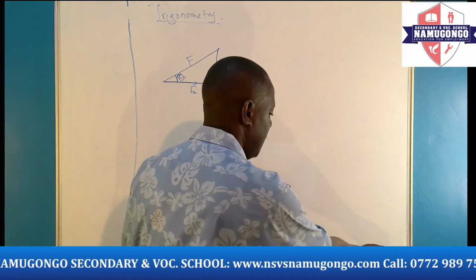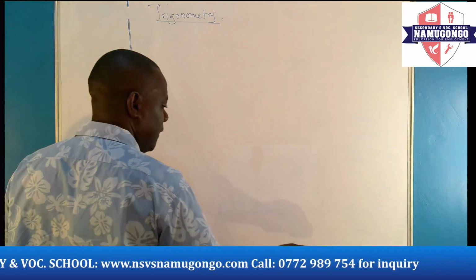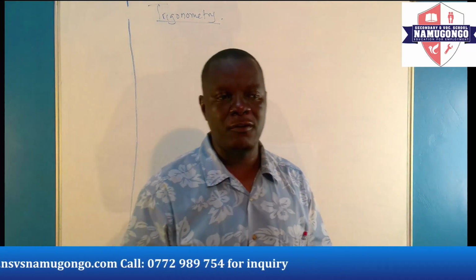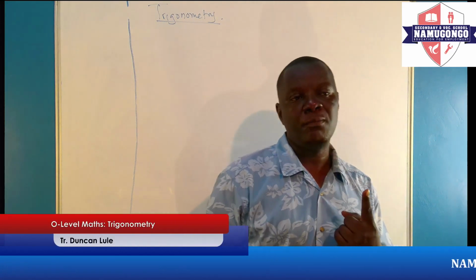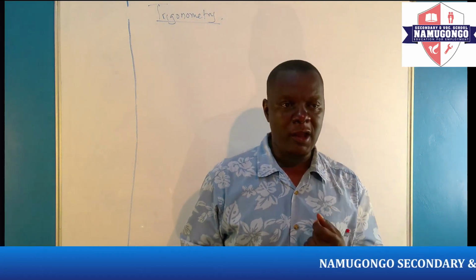Now, after knowing the applications of trigonometry, let's look at these special triangles. Because we said trigonometry deals with triangles, angles and sides of triangles. Now, let's look at the first special triangle. And this is what we call a right-angled triangle.